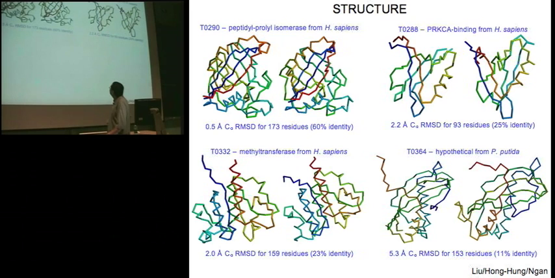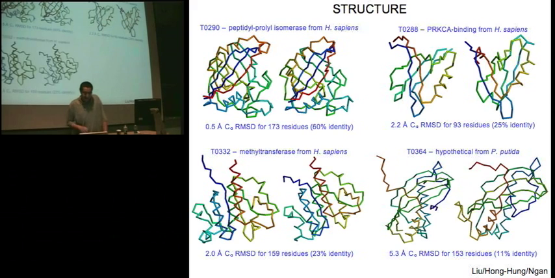Here's another prediction where we detect that, and we say, hey, look, this actually is this thing, and here we get a 2.2 angstrom prediction for something that's 25% similar. And here's another one, 2.0 angstrom for something that's 23% similar. And here's another result that is actually 11%. Anything at 20% and below is in the random range, so you could get these hits by chance when you do a PSI-BLAST. That's what most people do.